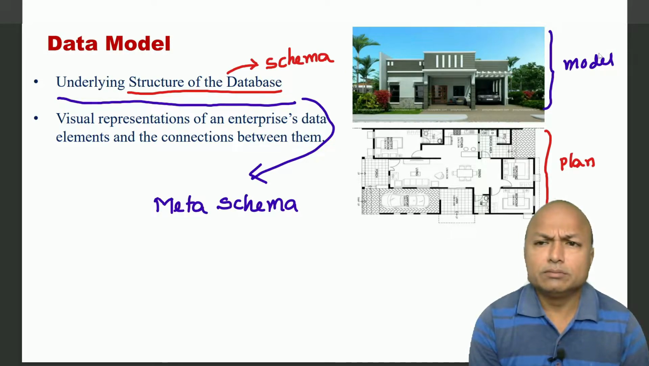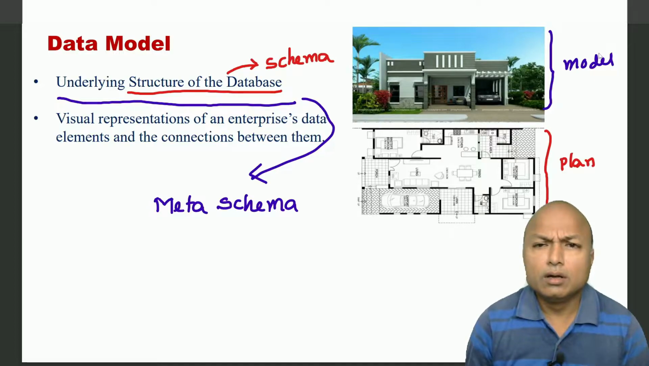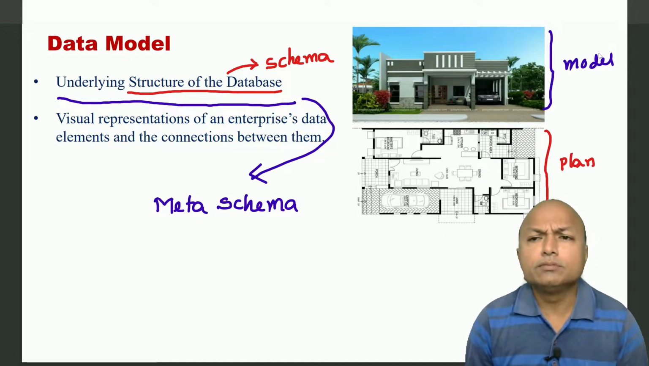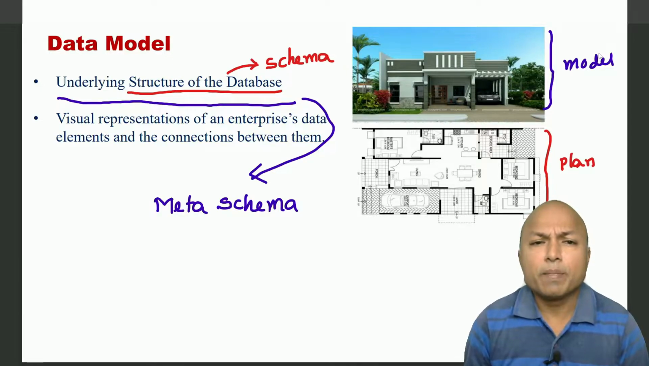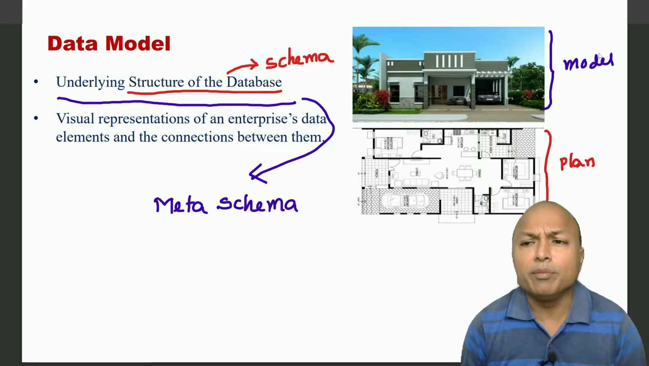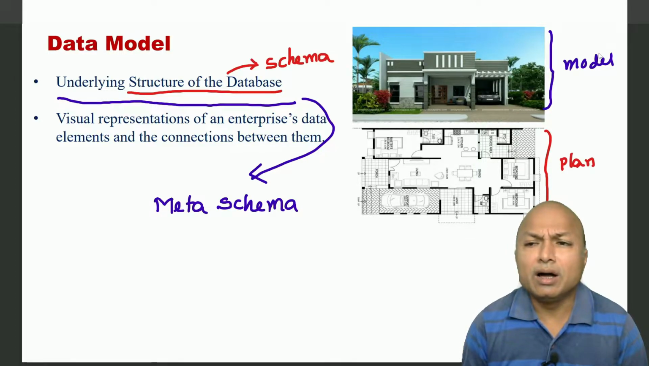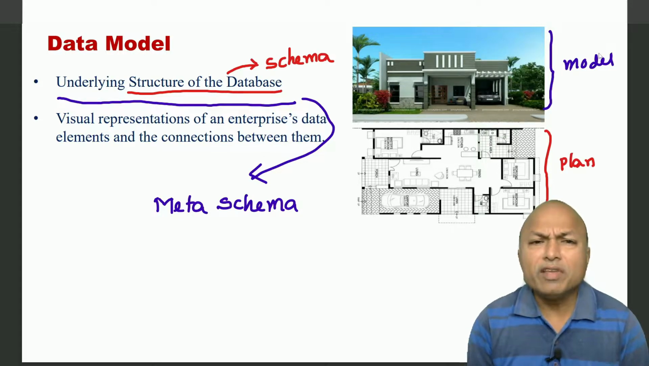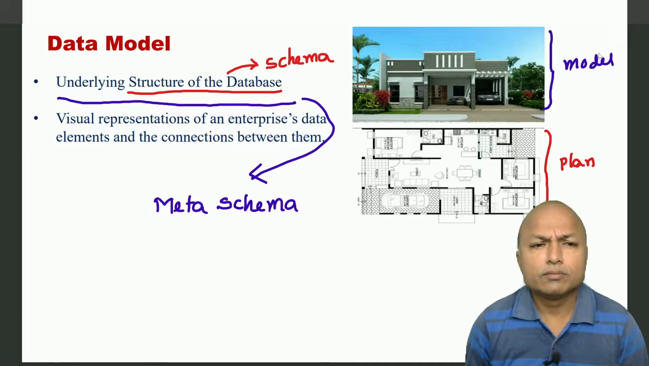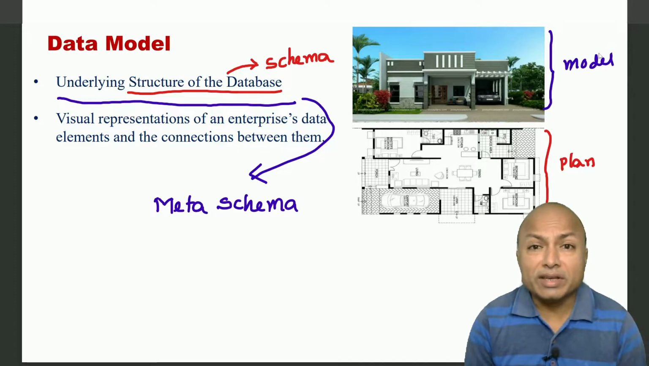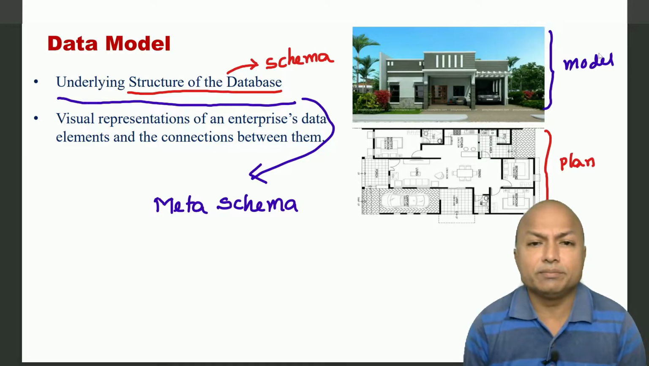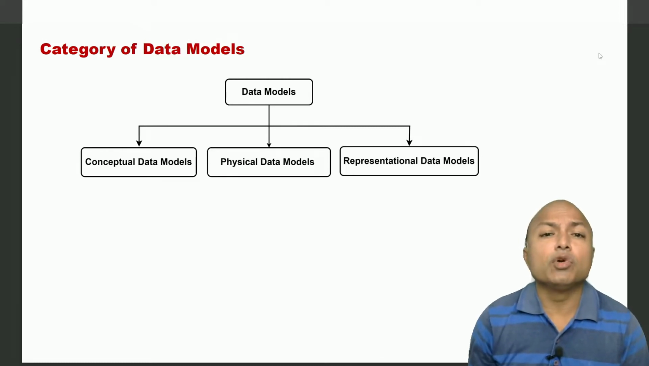So you can correlate this model of a house with the data model. That is nothing but the underlying structure of the database or meta schema, and you can correlate the plan of a house with the schema of the database, or you can say in another way, structure of the database. What is the use of this particular data model? It will give you the visual representation of an enterprise and what data elements are there and how they are connected.